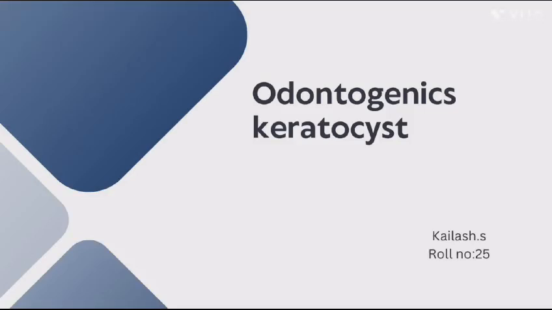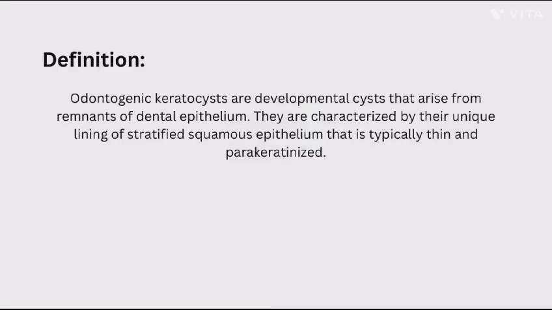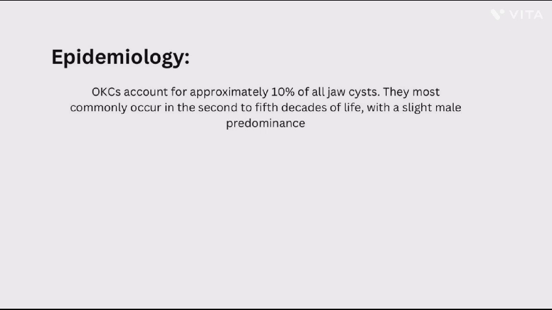My name is Kailash. My topic is odontogenic keratocyst. Definition: Odontogenic keratocysts are developmental cysts that arise from remnants of dental epithelium. They are characterized by their unique lining of stratified squamous epithelium that is typically thin and parakeratinized.